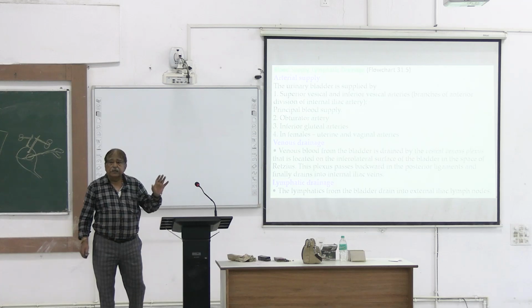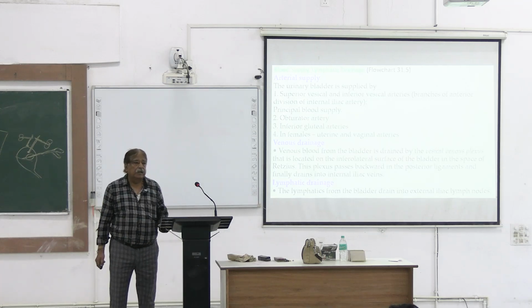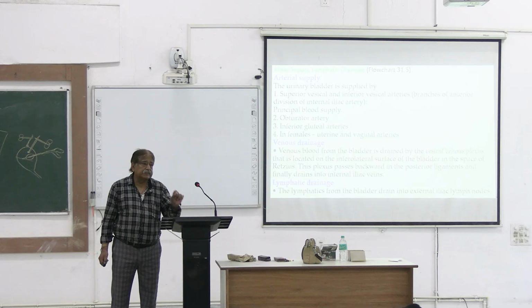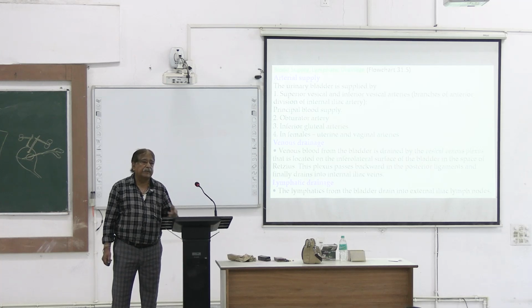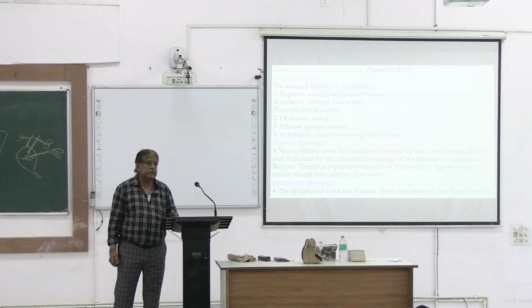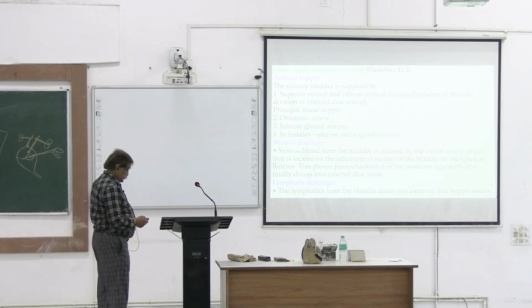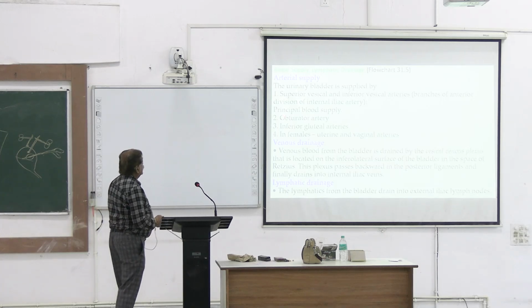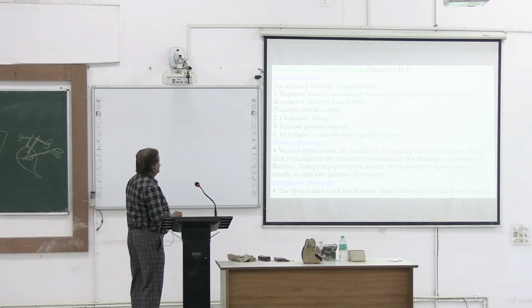When the dead body is opened in the dissection hall, please see the relations and also this blood supply. You pick up and see the ureter also, how it is going, how it is entering, and at what level. You have to see it. Other supply comes from the obturator artery, the inferior gluteal arteries, and in females, the uterine and vaginal arteries.